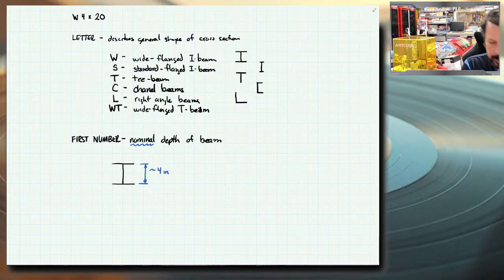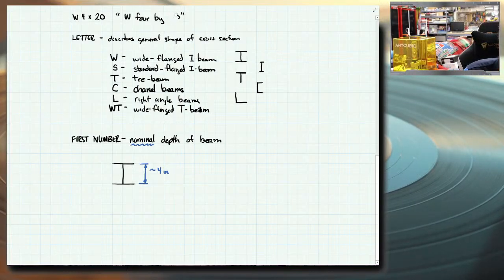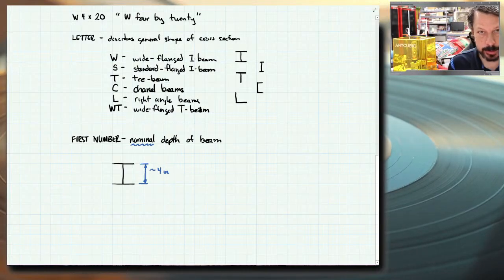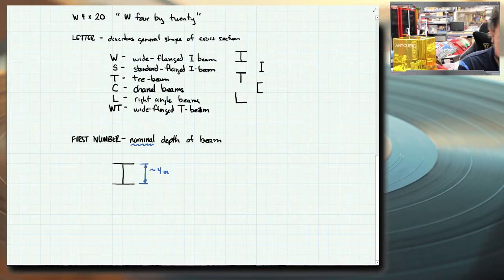The second number, the X, you read this as W4 by 20. It's how you read it. I guess I could spell out 20 since I spelled out 4. So that's how you would read W4 by 20. It's not W4x20 or times 20 or anything like that. So the X just means the word by.